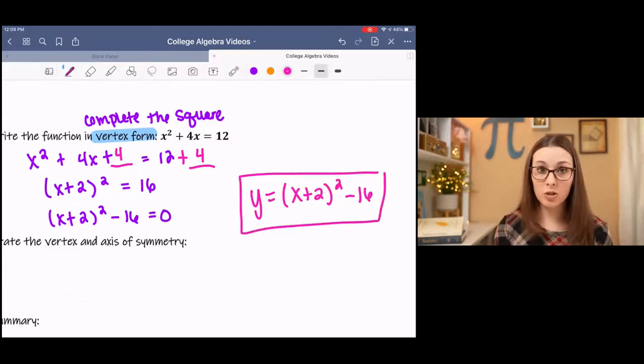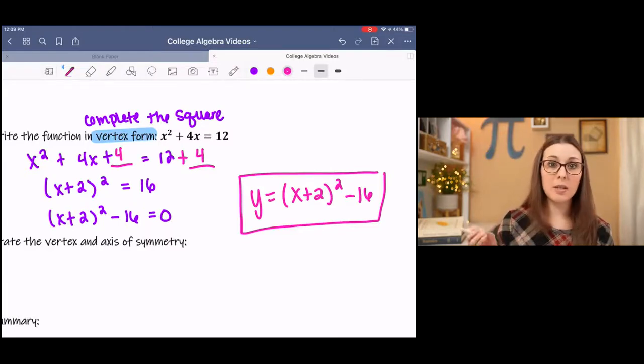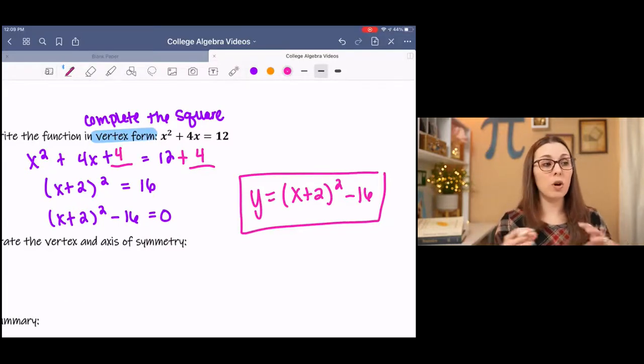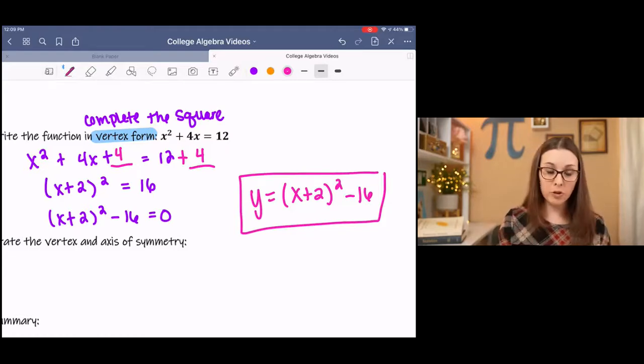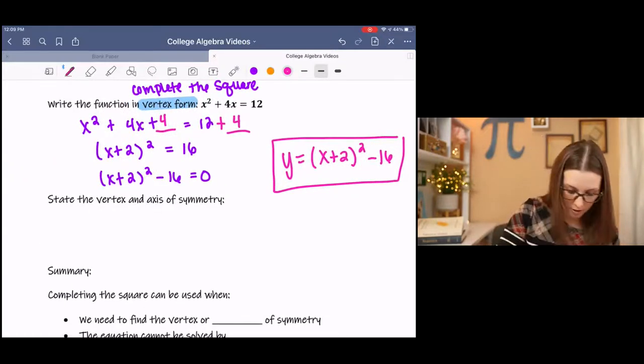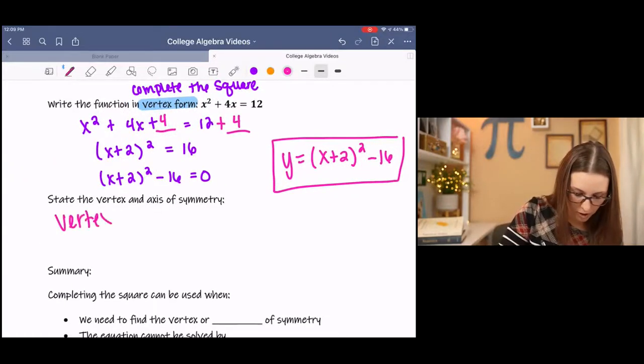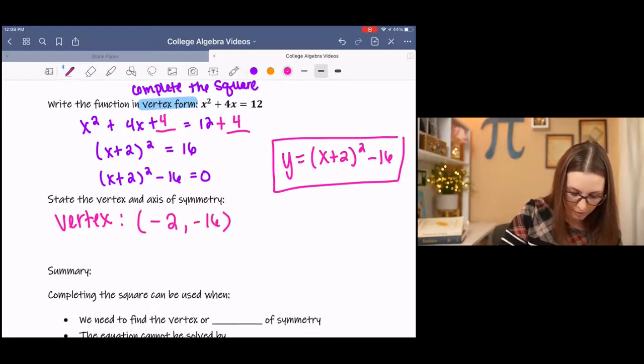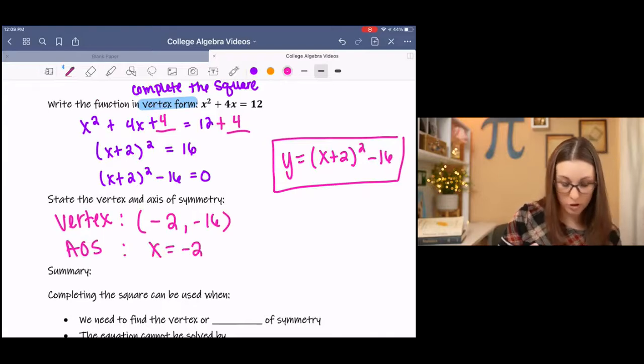It's not asking you to solve. If it were asking you for the x-intercepts, then you would solve, but it's asking for vertex form. So what it wants is for you to complete the square and then move everything on the same side. And from vertex form, we can see the vertex. In this case is -2, -16. And the axis of symmetry is x equals -2.